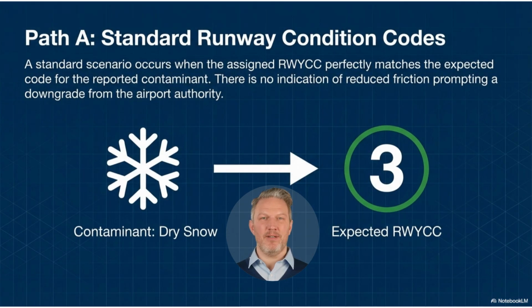In a standard scenario, the assigned RWYCC aligns perfectly with the expected code for the reported contaminant. For example, if you see dry snow and a code of 3, there is no indication of reduced friction. In this case, no manual override is required from the airport authority.